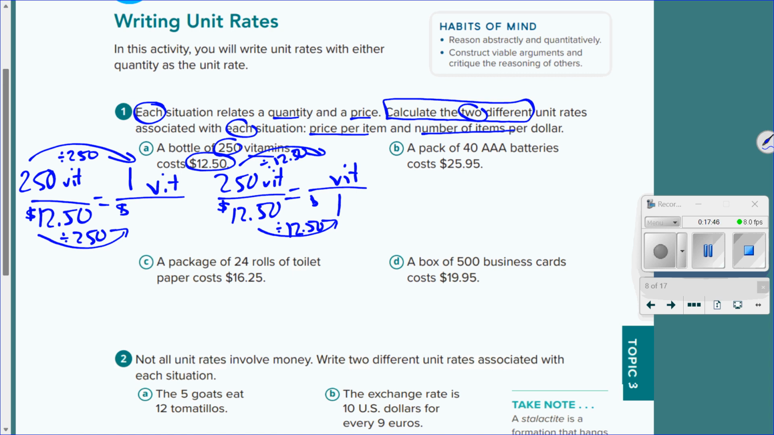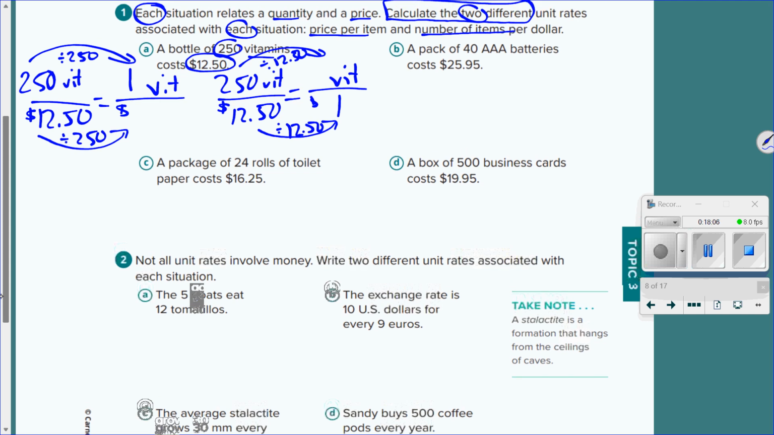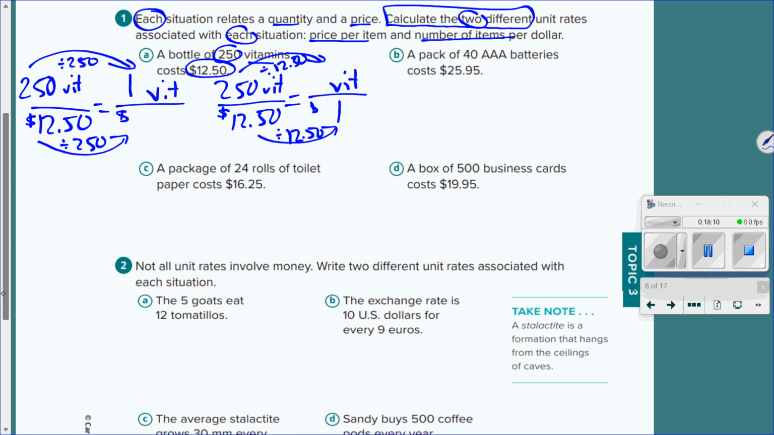Does everyone understand what we're doing? Yes. Okay. So the first one, all you got to do right now is the math for those 2 problems, which looks intimidating, but it's actually not that difficult. And then you're going to do the same thing for B, C, and D. If you manage to finish those, you can start on number 2. It's basically going to be the same deal. All you're going to do is, instead of money, you're going to go to tomatillos and the different things that they got in there. Okay?